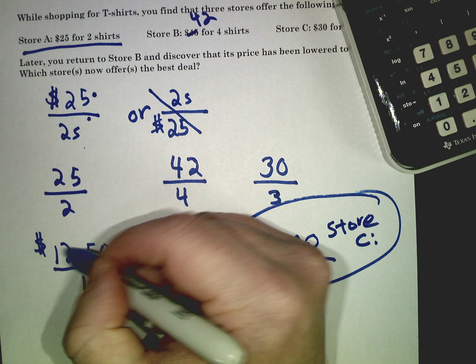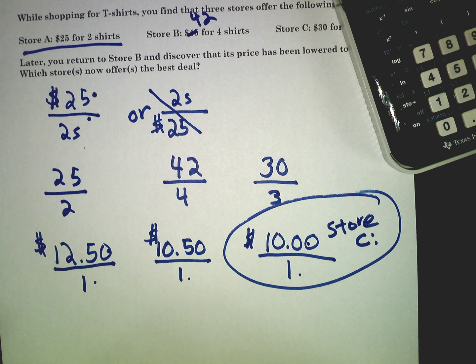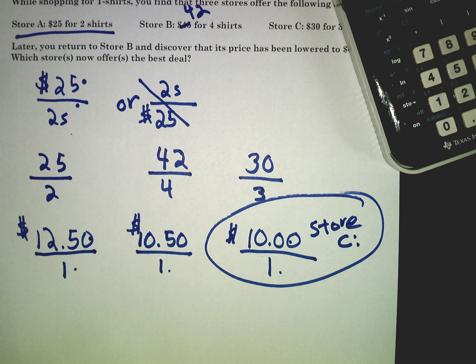25 divided by 2 is 12.50 for one shirt. Very interesting. Your real answers don't have the divided by 1 at the bottom, but we know that's interesting to look at.